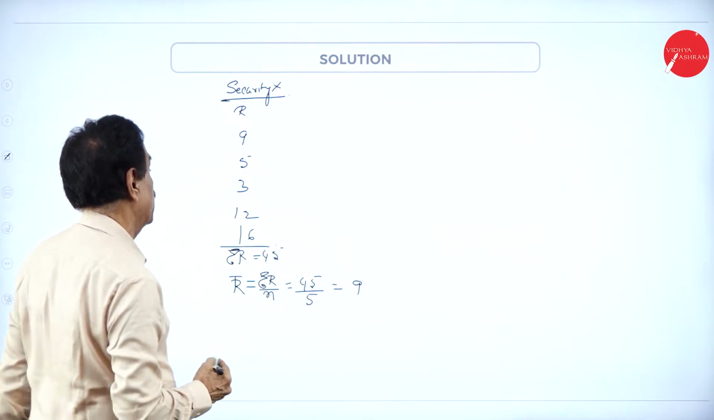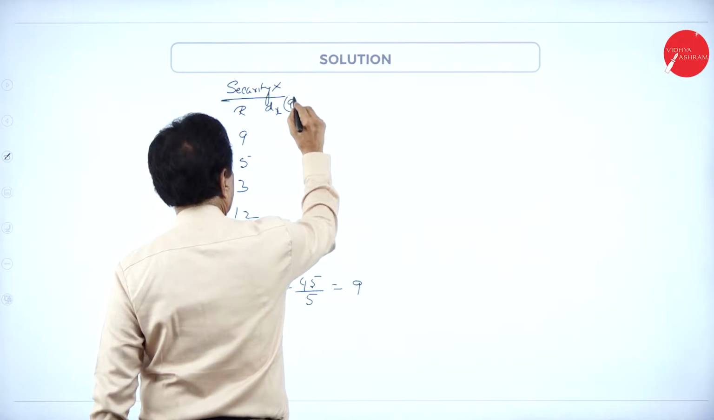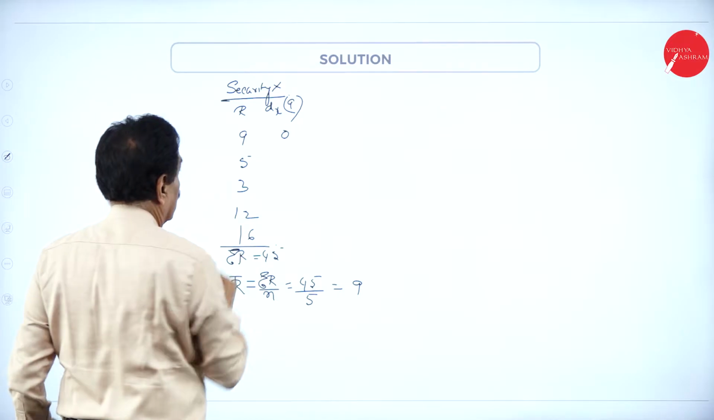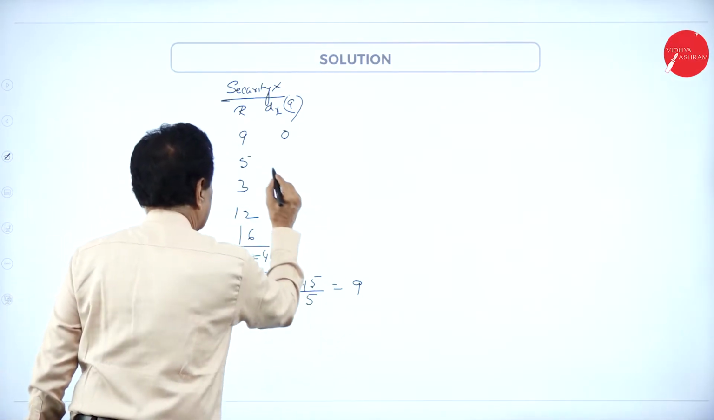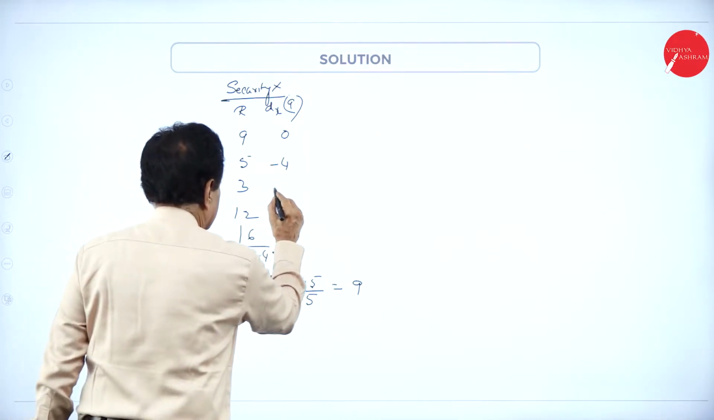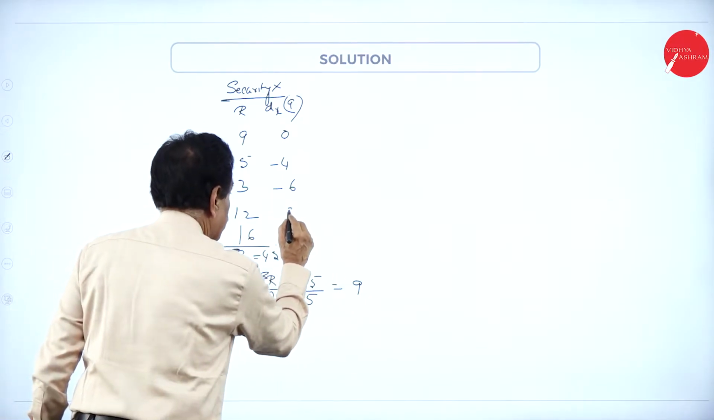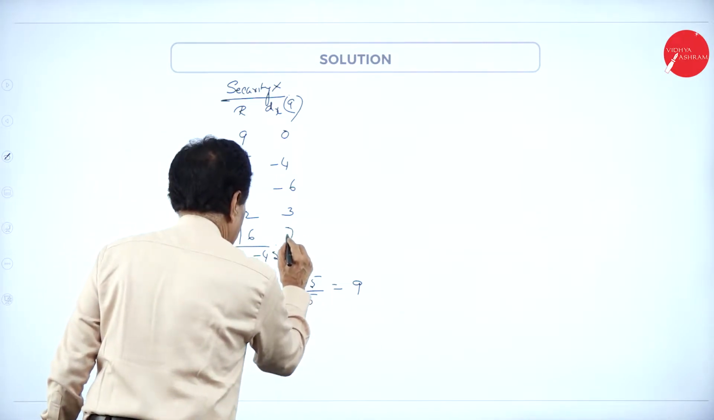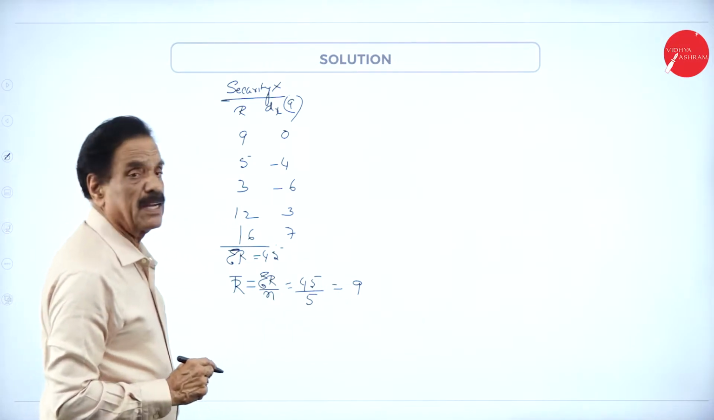This is your return. Take the deviation dx, in the bracket you take 9. 9 minus 9 is 0. 5 minus 9 is minus 4. 3 minus 9 is minus 6. 12 minus 9 is plus 3. 16 minus 9 is 7.